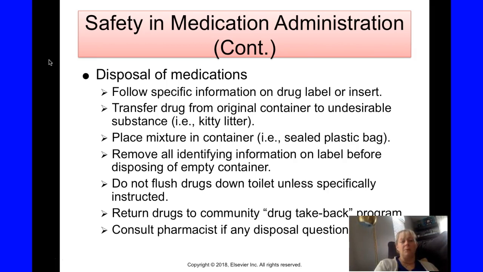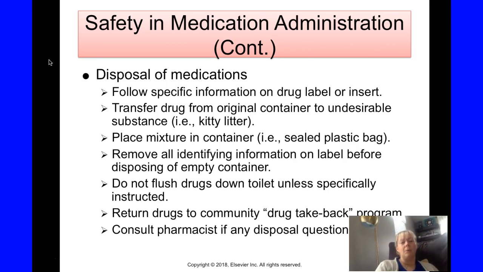All right, so you place the mixture in a container like a sealed bag. You take off all the identifying information on the label before disposing of it. Don't flush them down the toilet unless instructed. And then you return drugs to a community drug take-back program. Usually you can call the pharmacies in town that probably know about, or they should know about, drug take-back programs in the area.